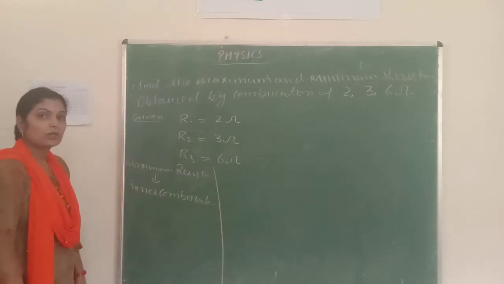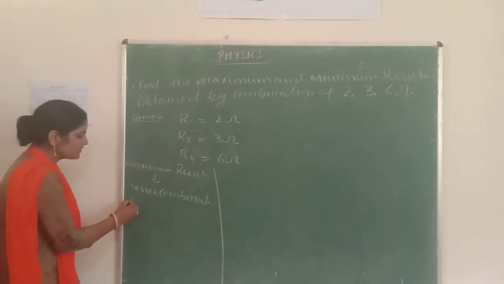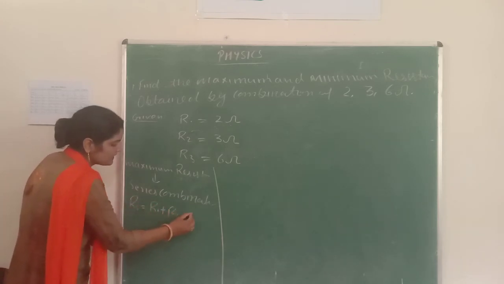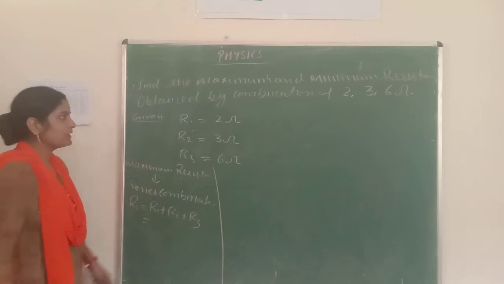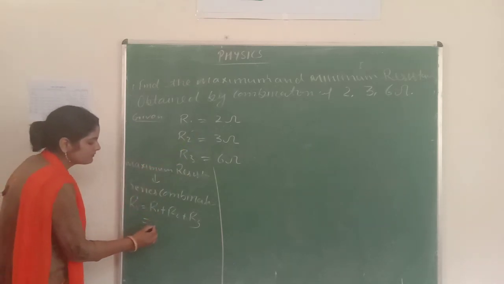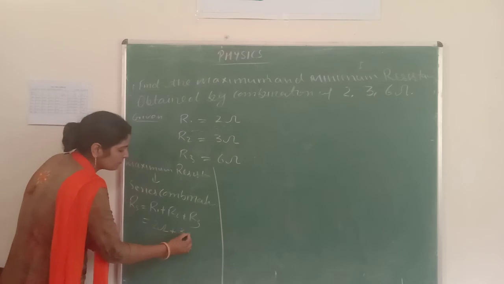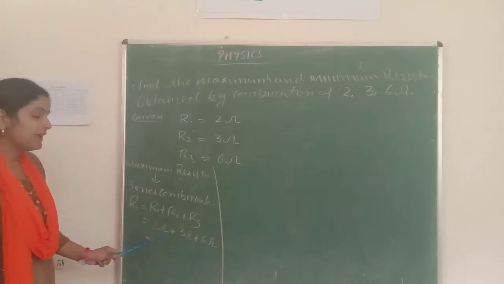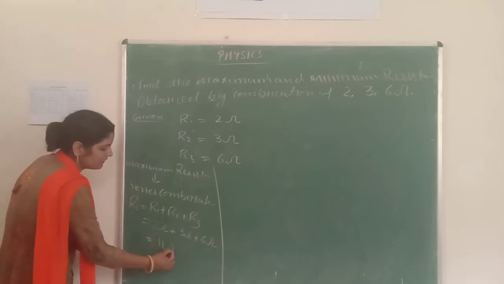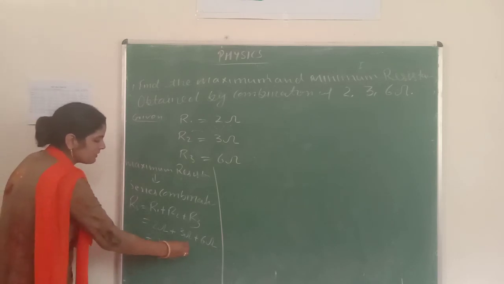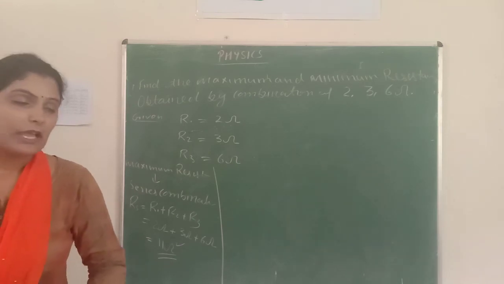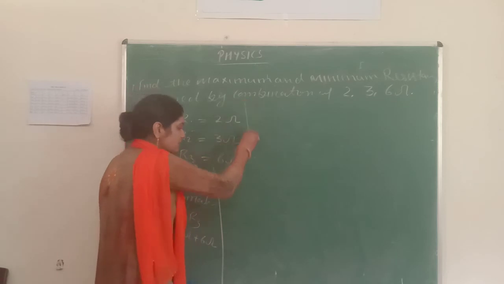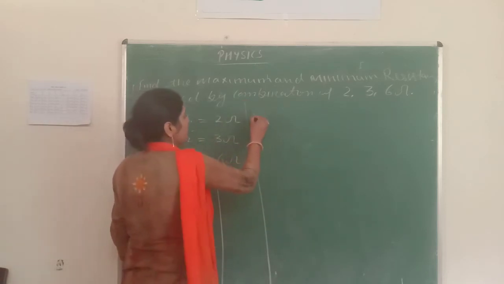So how to calculate resistance in series combination? RS is equal to R1 plus R2 plus R3. Students, R1 is given to you as 2 ohm plus 3 ohm plus 6 ohm. So it is 6 plus 3 is 9, 9 plus 2 is 11. So it is 11 ohm. So this is the maximum resistance, which every student calculates in the correct way. But where do the students make mistakes? In minimum resistance.